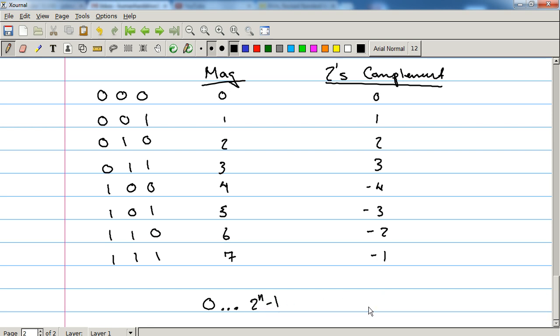2's complement, on the other hand, goes from negative 2 to the n minus 1 to 2 to the n minus 1, minus 1. So this will go from negative 4 to 3. That should be a negative sign there. Negative 4 to 3. So you have the same range. You just shift it down a certain set of numbers to get negative numbers.